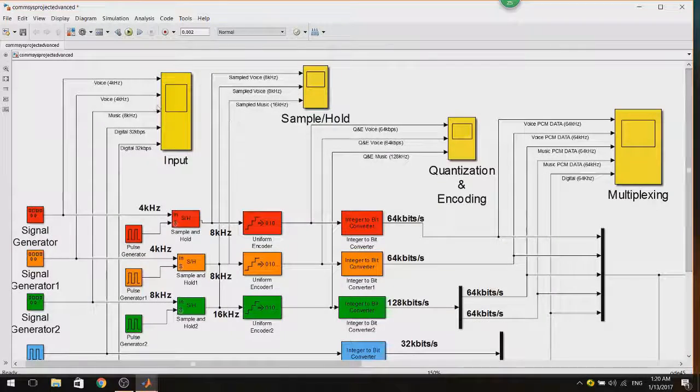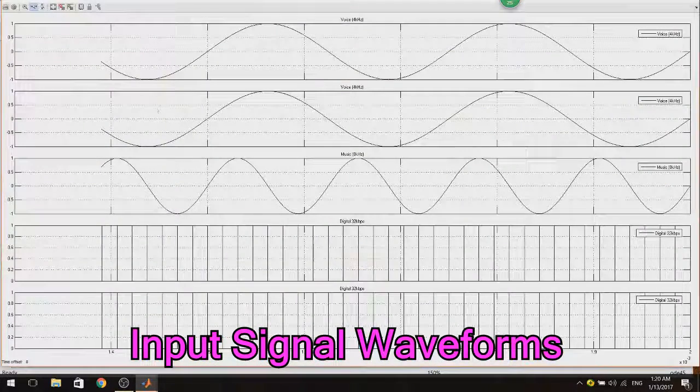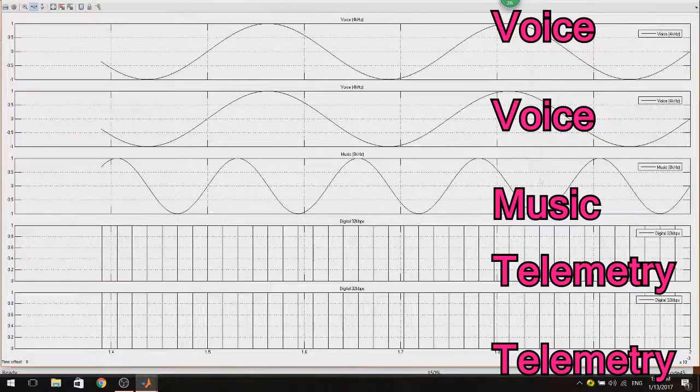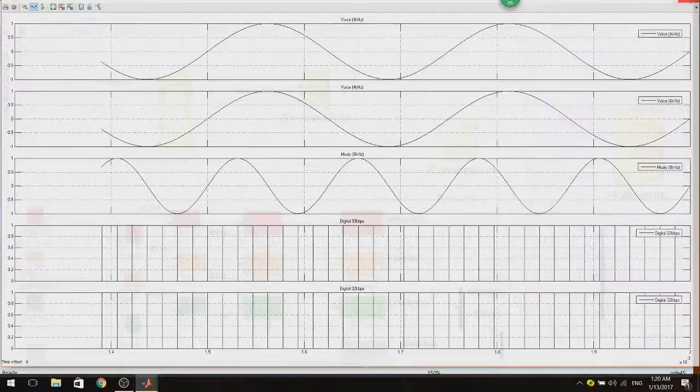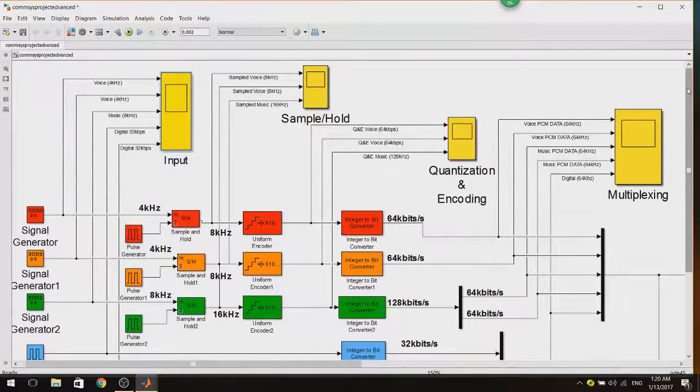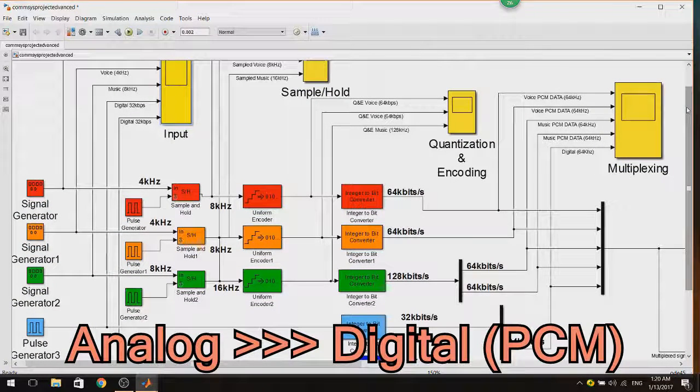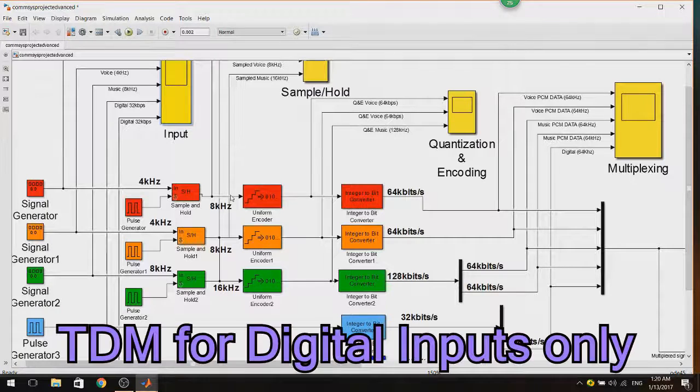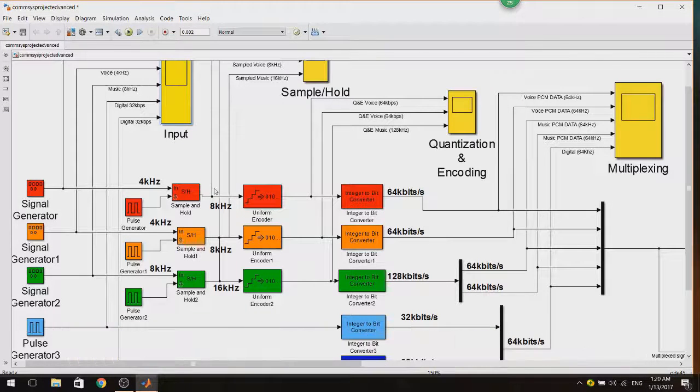This is the input waveform: voice channel, music channel, and telemetry channel. For analog, we need to convert to a PCM system, because TDM is a digital multiplexing system. So how to convert?